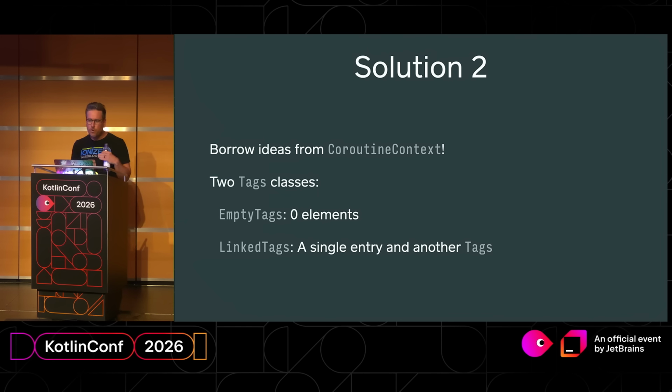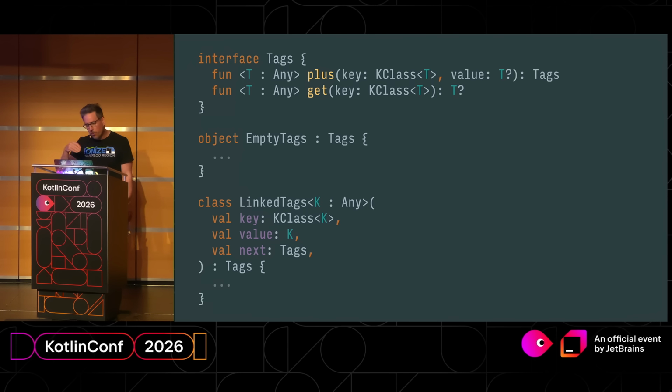So we borrowed from coroutine context as our implementation strategy for our tags map. 2 implementations. One is just there's no tags, and another implementation is I have a single tag and then a reference to another tag's implementation, and that is recursive. It's a little linked list of map entries. And so that's our API.